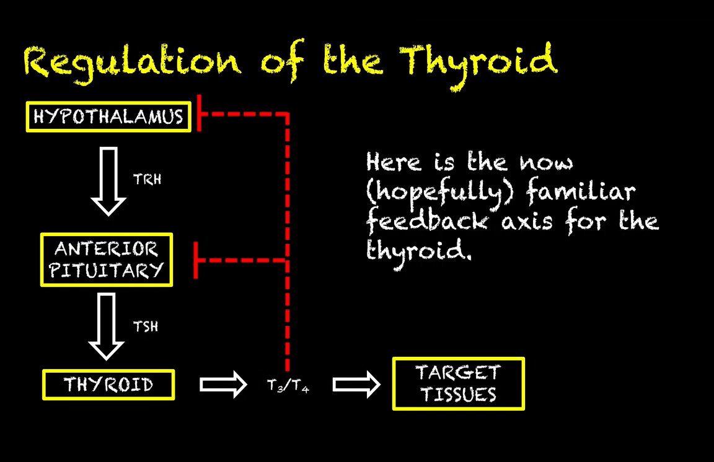So you'll recall that the feedback axis for thyroid hormone regulation looks very much like this. The hypothalamus produces TRH, which stimulates the anterior pituitary to produce TSH. The TSH causes the thyroid to produce T3 and T4, and once a sufficient amount of T3 and T4 have been produced, then that hormone will feed back on both the hypothalamus and anterior pituitary and reduce their production of TRH and TSH.